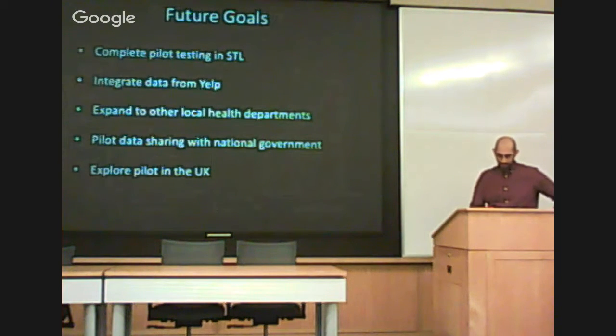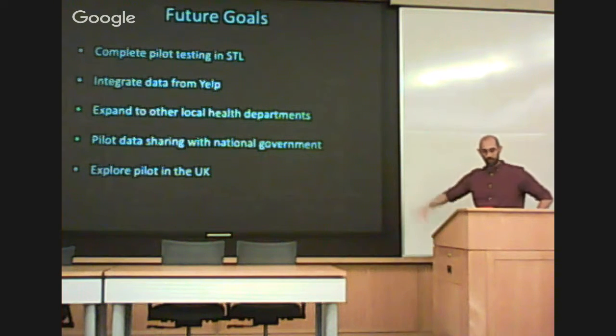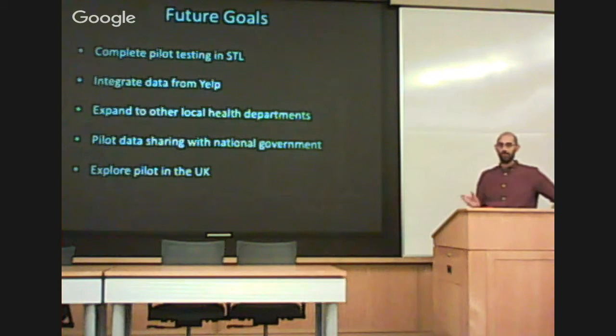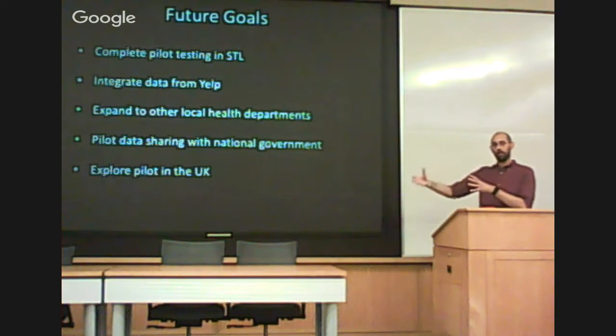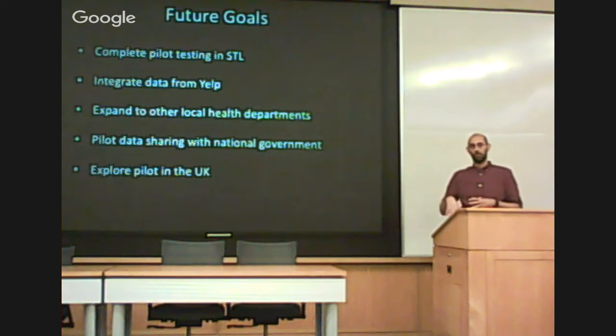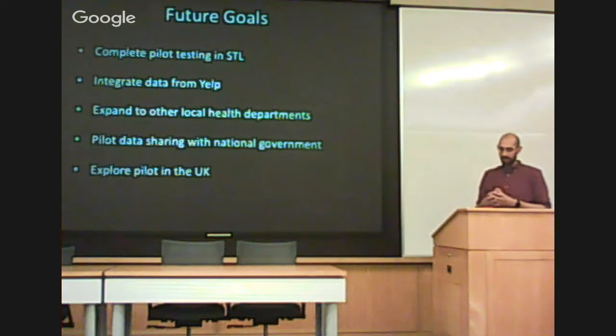Okay, so I'm going to pretty much end here. We're doing pilot testing in St. Louis right now. We're in the middle of integrating data from Yelp so we can get more structured information about specific restaurants. We're expanding to other local health departments, and we're piloting some data sharing with the national government agencies. So if it's you ate food that was tainted from the supermarket and tainted from its source, that's what the national government wants to know. And the local health department has less ownership over that. And we're also working internationally with a few agencies to see if we can help provide this tool.